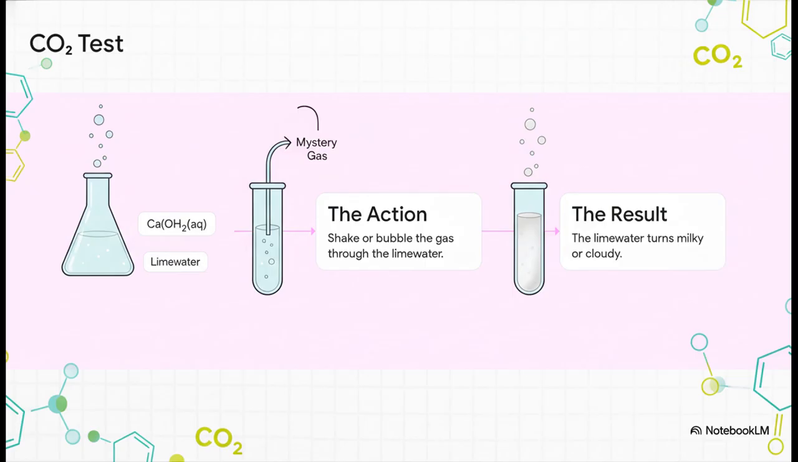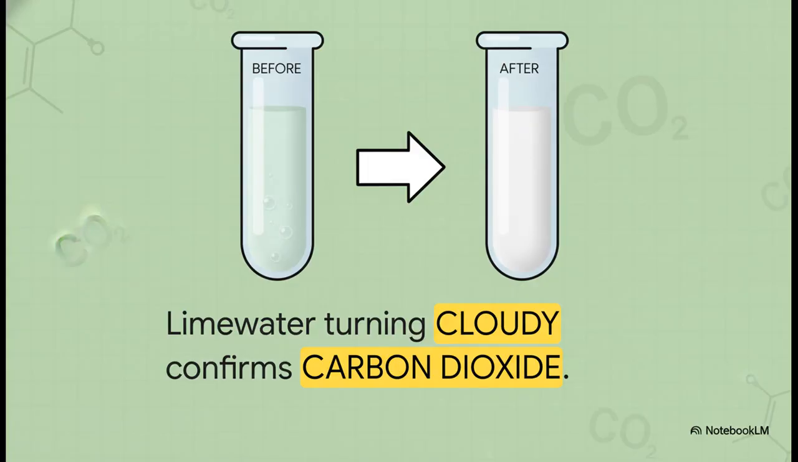If it's carbon dioxide, something pretty obvious is about to happen. The clear lime water will turn cloudy, or kind of milky. That cloudiness is actually a solid precipitate of calcium carbonate forming. So if you see that change from clear to cloudy, you can be 100% sure you've got carbon dioxide.